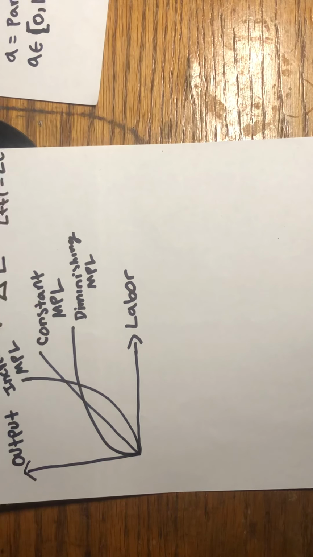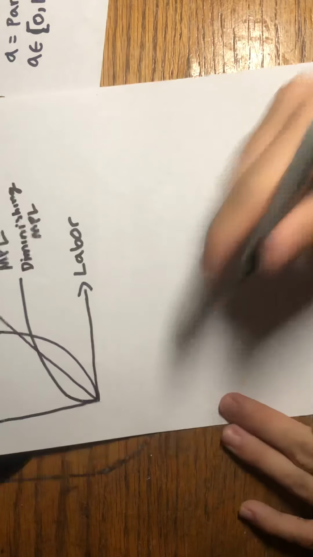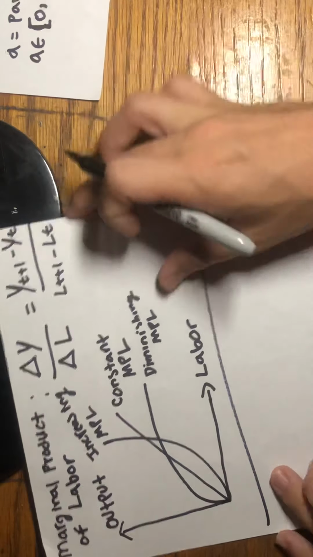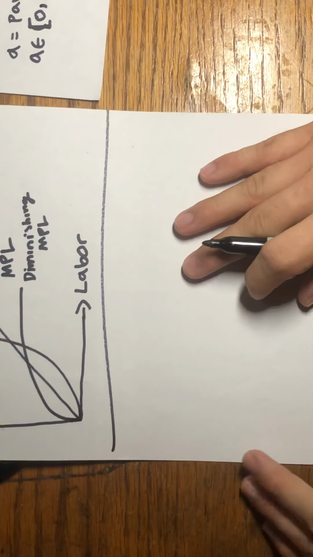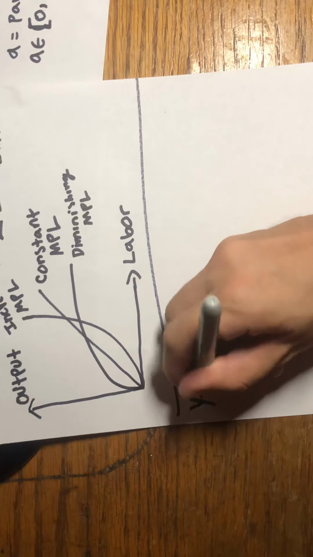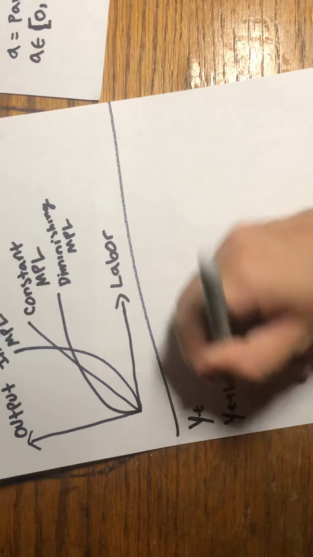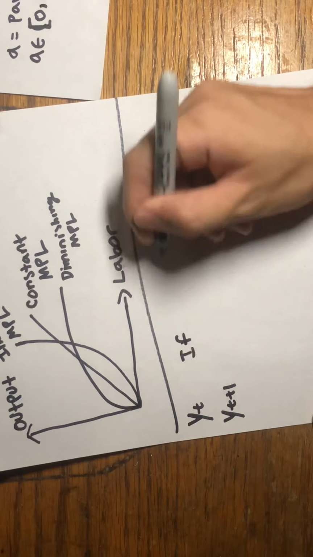Now, basically, when we're looking in terms of calculating or finding whether a function is exhibiting increasing marginal productivity, decreasing, or such, how we measure this, so let's just draw a line over here, is that suppose we have our current output is y_t, our future output is y_{t+1}. Now, let's just define a few things.